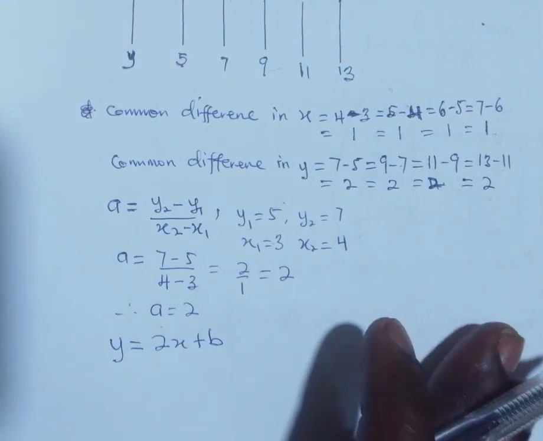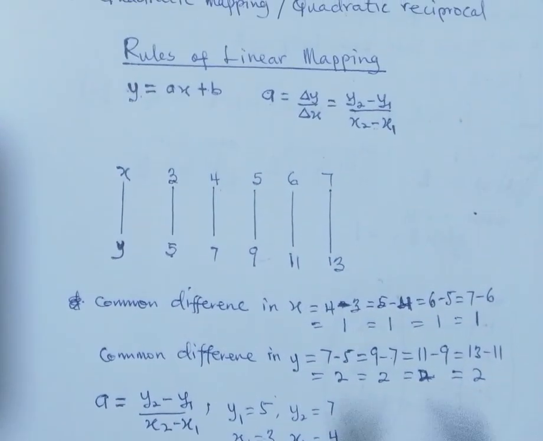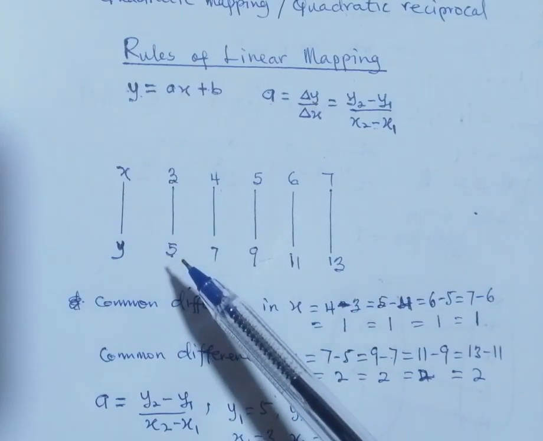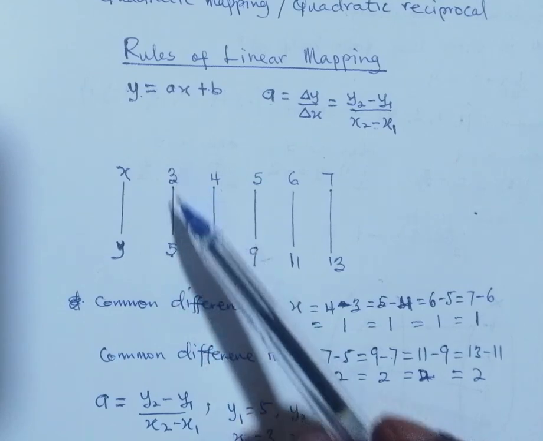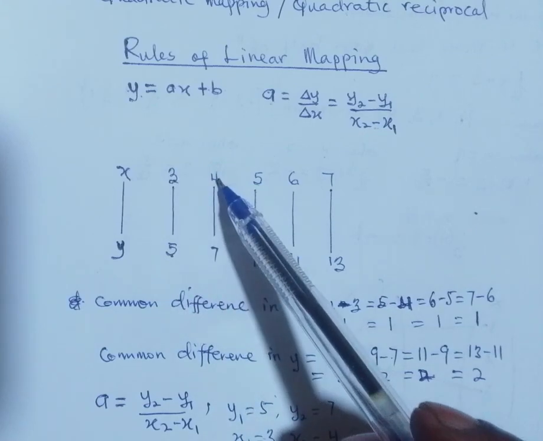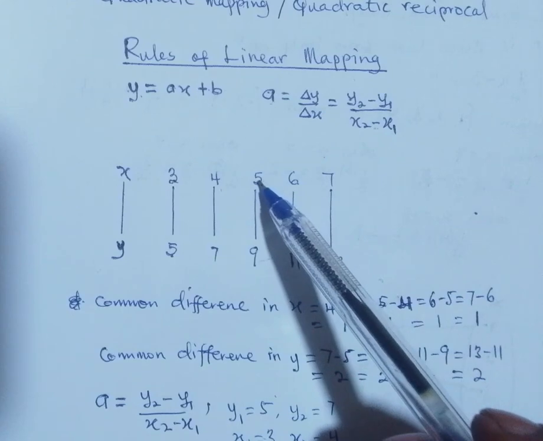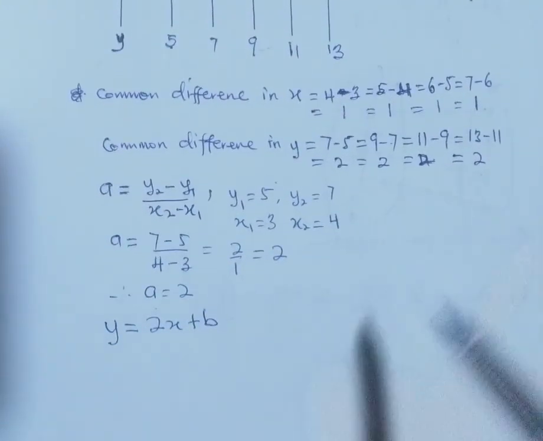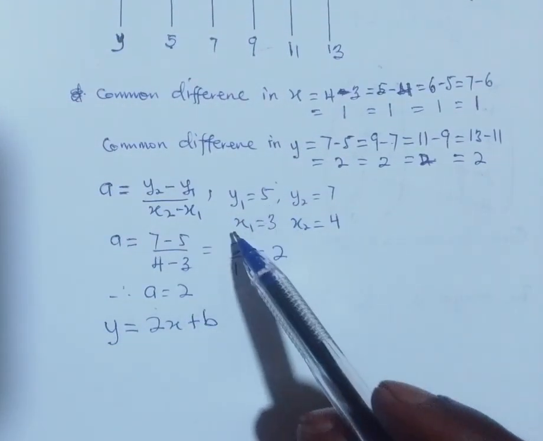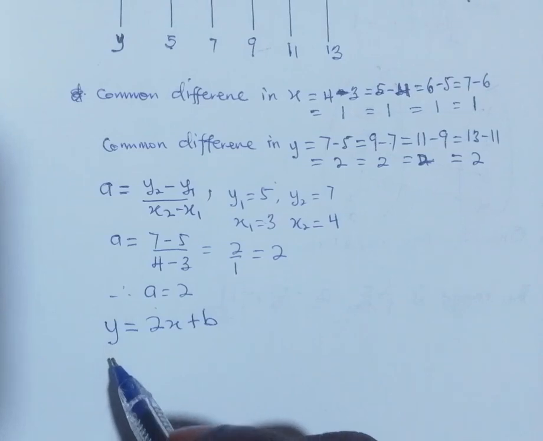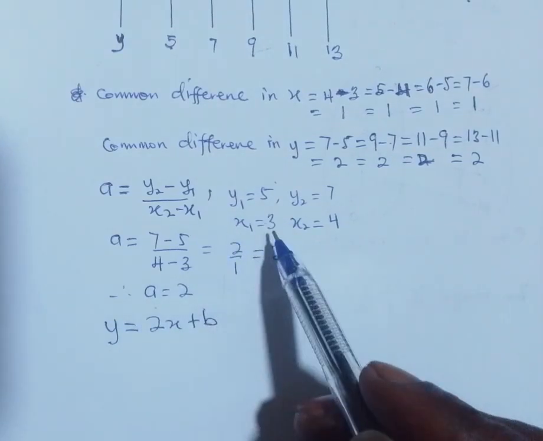What I will do is go to the mapping and choose any 2 elements, one from the x and one from the y, but they should be corresponding elements. So if I choose 3, then I must choose 5. If I choose 4, then I might choose 7. If I choose 5, then I must choose 9. Have you gotten that? So in this case, I'm going to choose y1, which is 5, and x1, which is 3, and do the substitution. Whenever I see y, I will put 5 there. Whenever I see x, I will put 3 there.